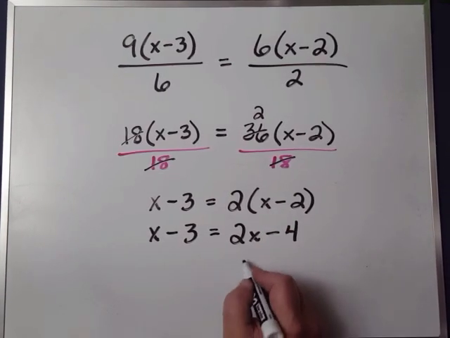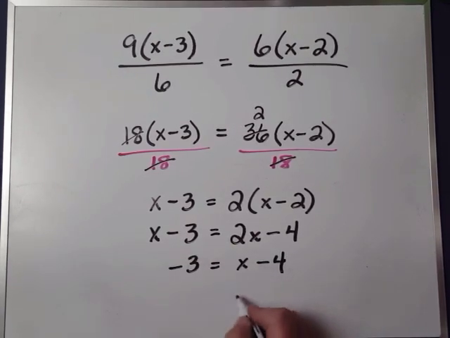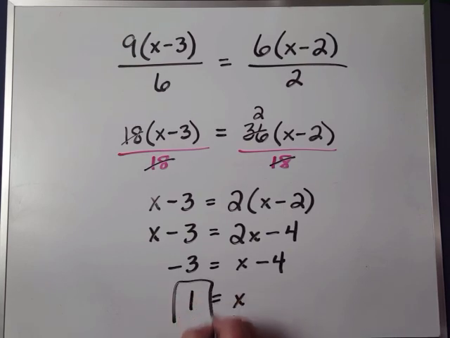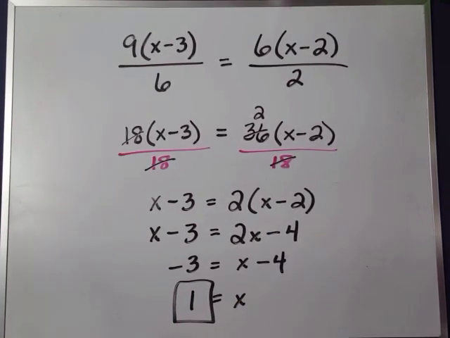Distribute the 2. Subtract x from both sides. Add 4 to both sides. Yeah, I like that better. Like I said, we're having a short look at this section. That's what we want to do. And so you are ready to tackle that homework.